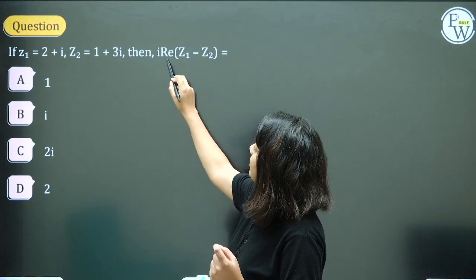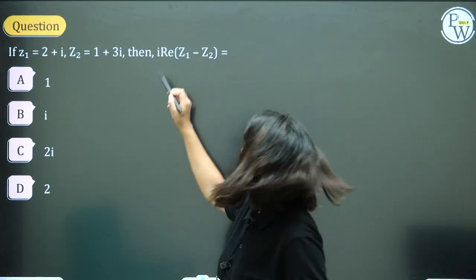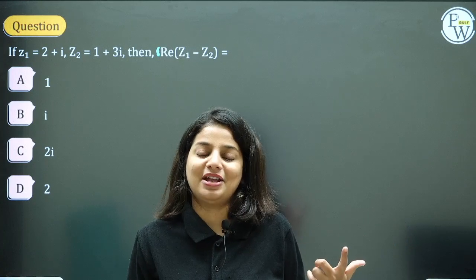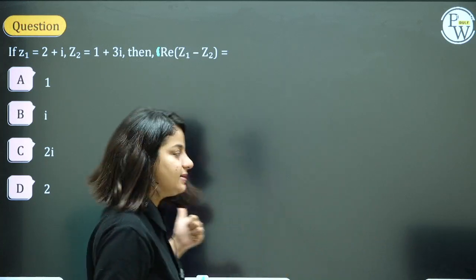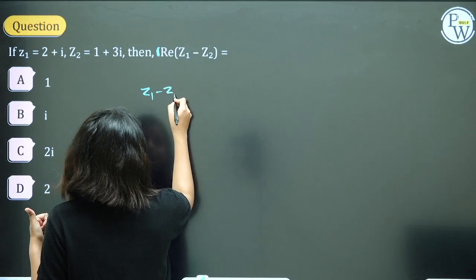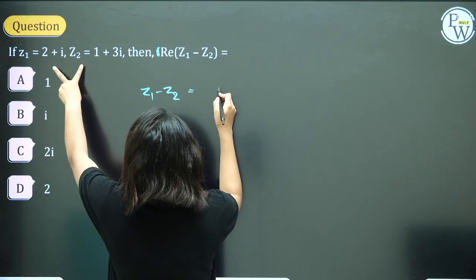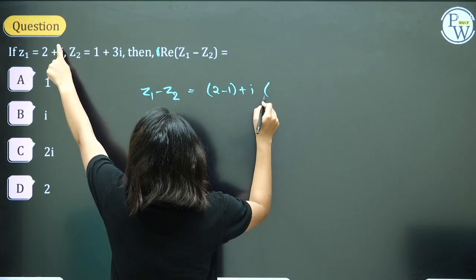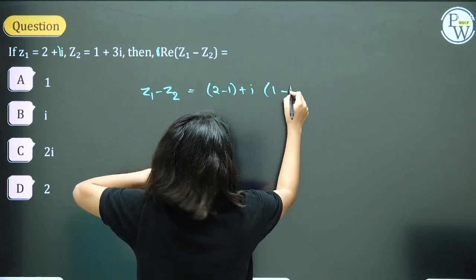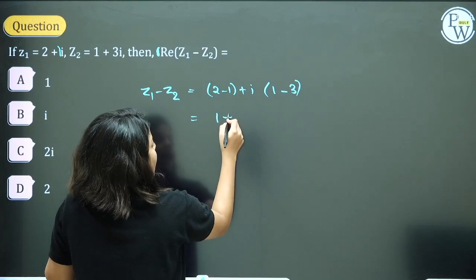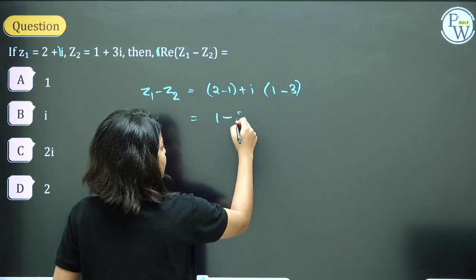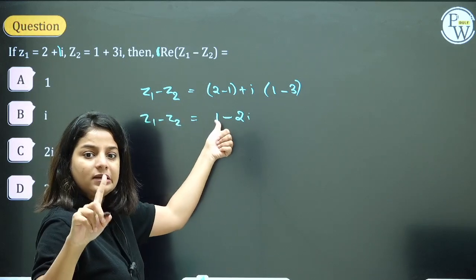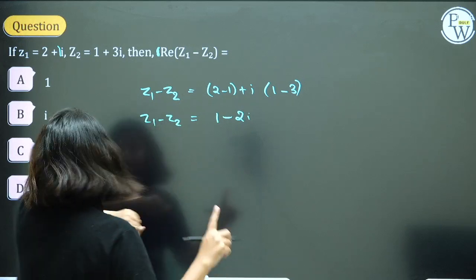I want real part of z1 minus z2. This I is by mistake. What is real part of z1 minus z2? That means first find out what is z1 minus z2, everybody. Subtraction means real part subtracted and imaginary parts. Here the imaginary part is 1 minus 3, is minus 2i. This is z1 minus z2. Its real part is 1 and imaginary part is minus 2.